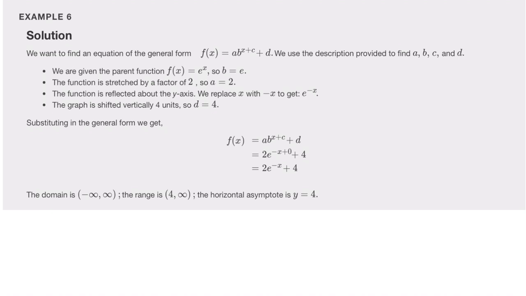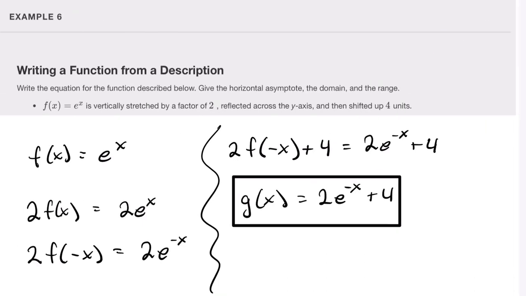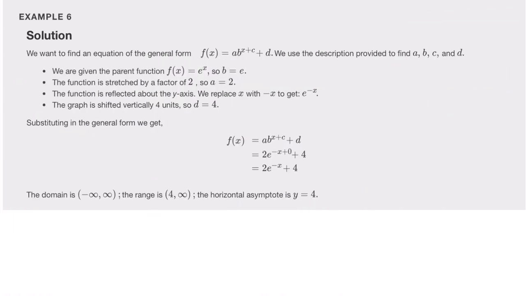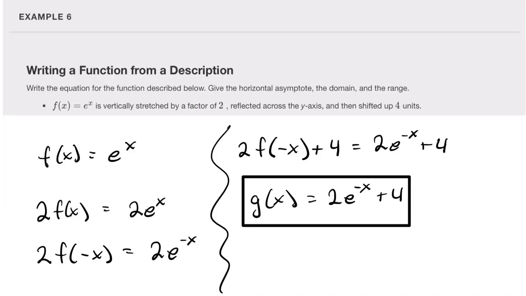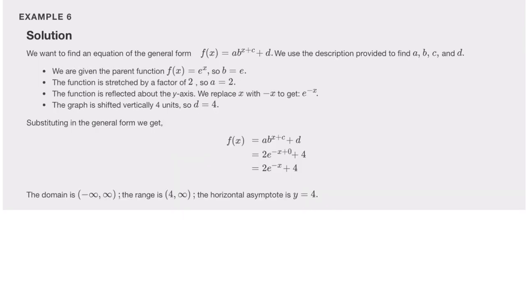Did I forget the e? No, I think we got it. The graph is shifted vertically 4 units, so our d is 4. Oh, we forgot domain and range. That's fine. The equation is 2e to the negative x plus 4. The domain is all reals. The range is 4 to infinity. And we have a horizontal asymptote at y equals 4.